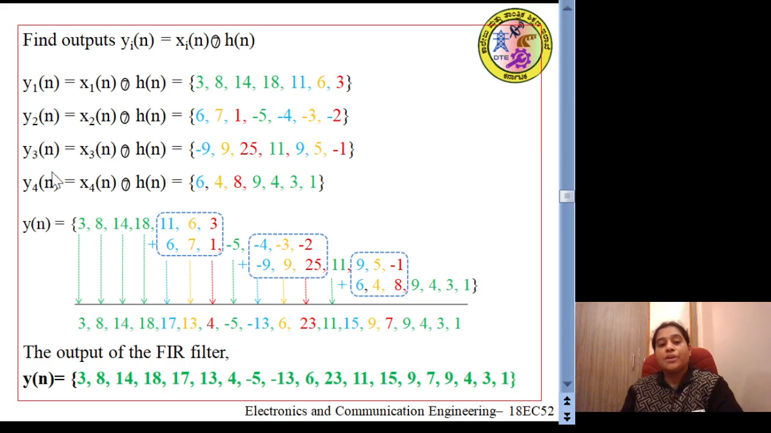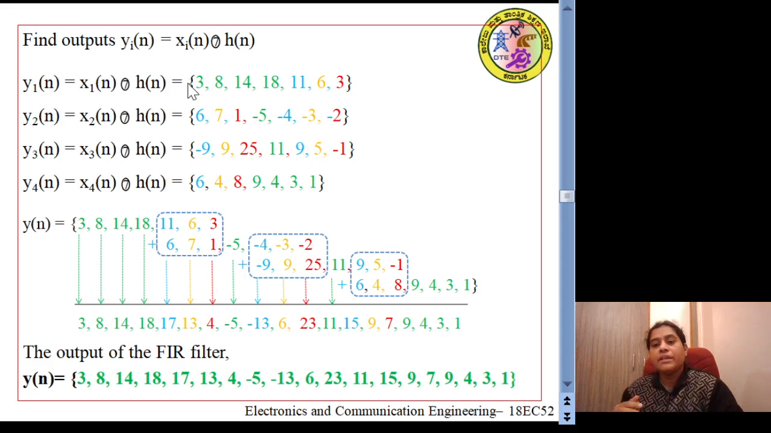Similarly, the fourth output block will consist of the 7-point circular convolution of x4 of n with h of n. So, our y4 of n has the samples 6, 4, 8, 9, 4, 3 and 1. So, these are the blocks of output obtained by 7-point circular convolution of the input blocks with the impulse response of the FIR filter.